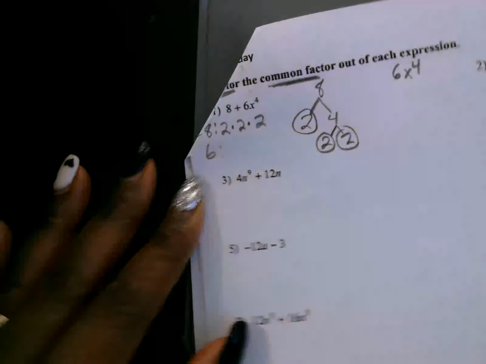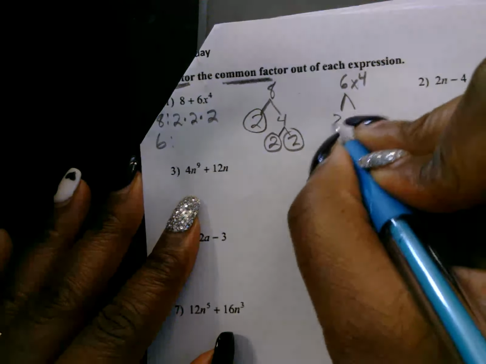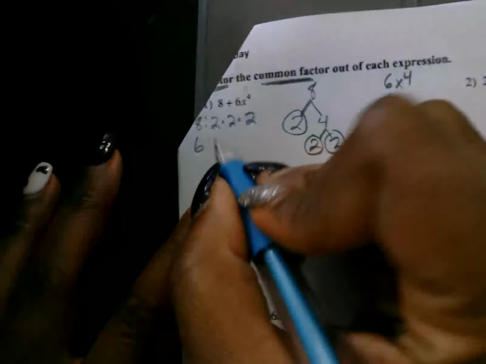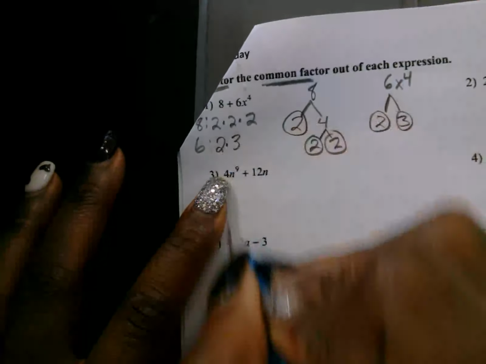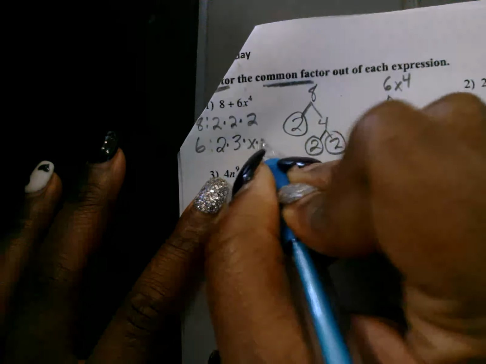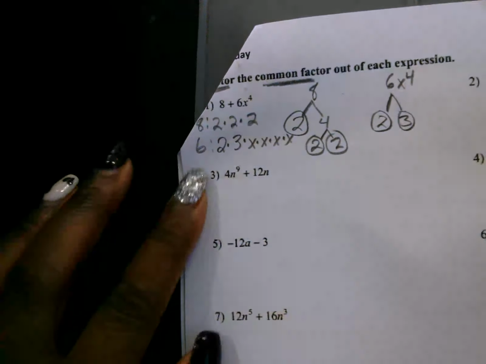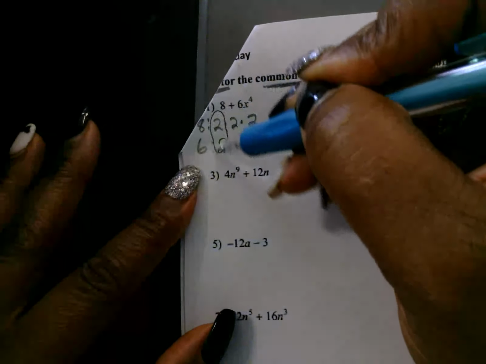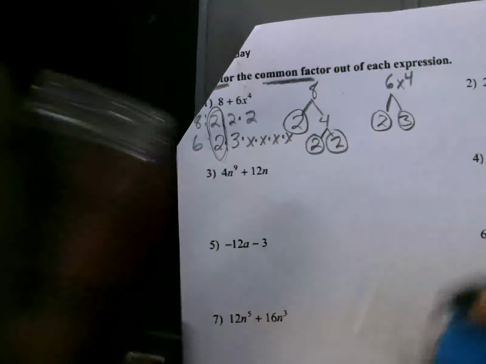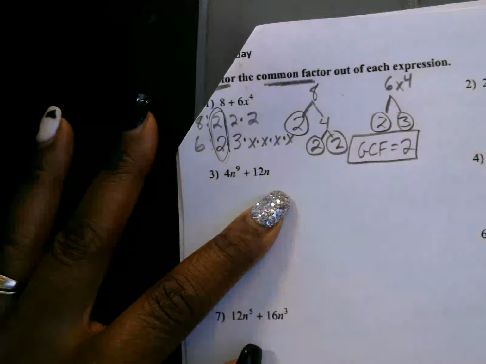Let's do 6. Okay. So for 6, you have 2 and 3. Circle 2 and 3 because they're prime. So for 6, you have 2 times 3. And then you have x to the 4. So that's x times x times x. How many x's is that? That's 4 x's. So now what do they have in common? They have only a 2 in common. So my greatest common factor is just 2. That's all they have in common. GCF is equal to 2.